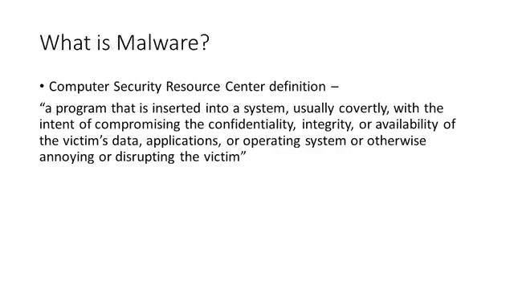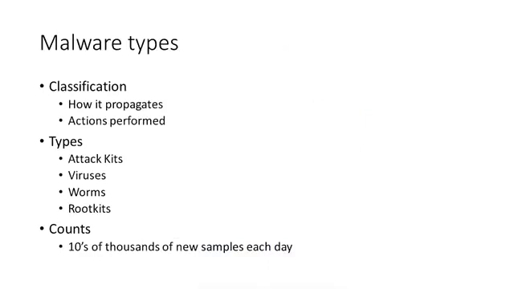In order to understand what antivirus or anti-malware does, we really have to define what malware is. According to the Computer Security Resource Center definition, it is a program that is inserted into a system, usually covertly, with the intent of compromising the confidentiality, integrity, or availability of the victim's data, applications, or operating system, or otherwise annoying or disrupting the victim. That's a mouthful. But basically, it's just anything that does harmful things, annoyance to the user or to the system.